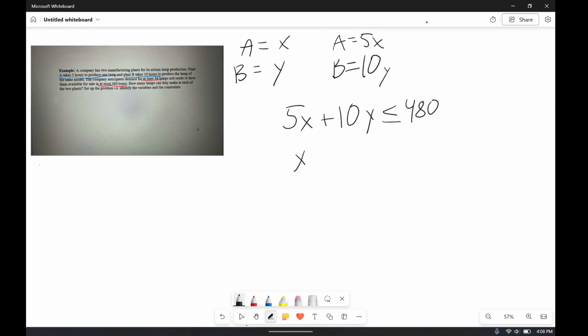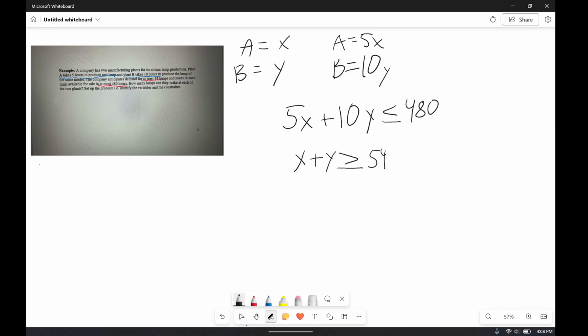So that means that together, plant A and plant B have to make at least 54 lamps. So it has to be at least 54 or greater. That's kind of what it means. So this has to be greater than 54, but it has to at least be 54. So it's going to be like that.